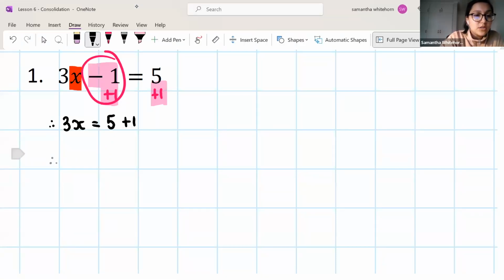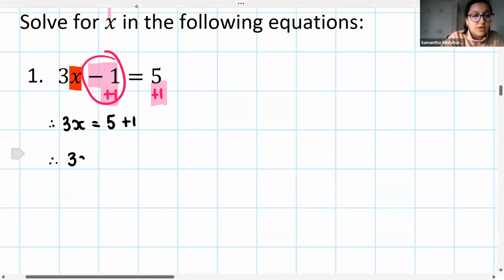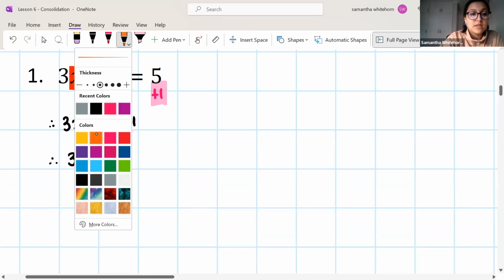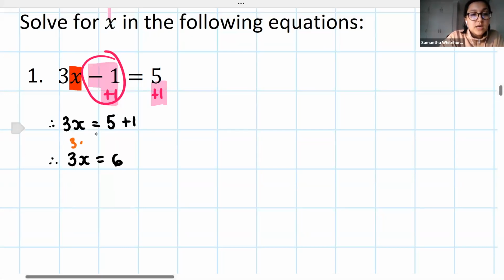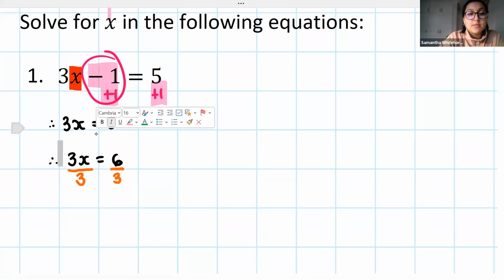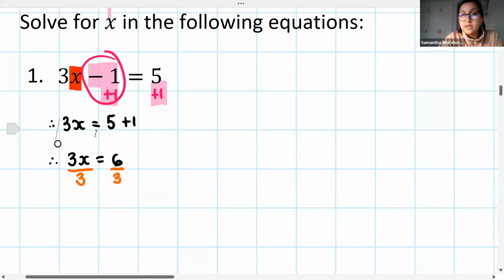What I now want to do is I can see that I've got 3 times x, so I've got a coefficient of x there, and so I need to deal with that and get rid of it. Because it's 3 times x, the inverse or the opposite operation of times is divide. So I'm going to divide both sides by 3. And please remember to divide both sides by 3. You can't do one thing to the left and not do it to the right. You're not keeping the equation balanced then.